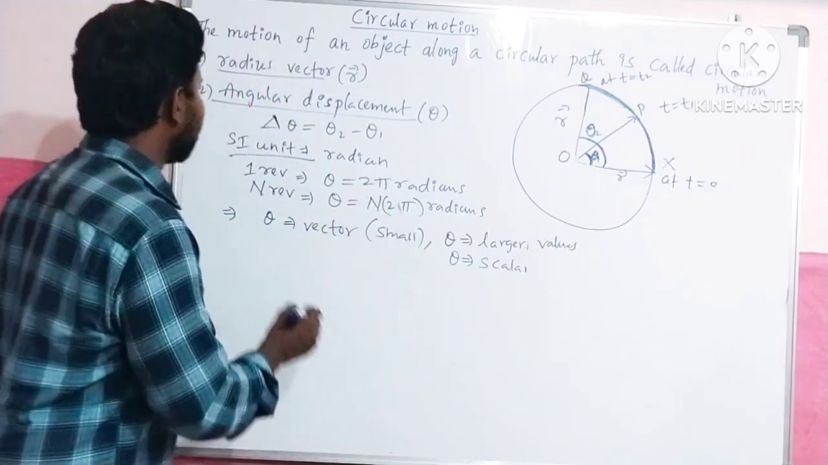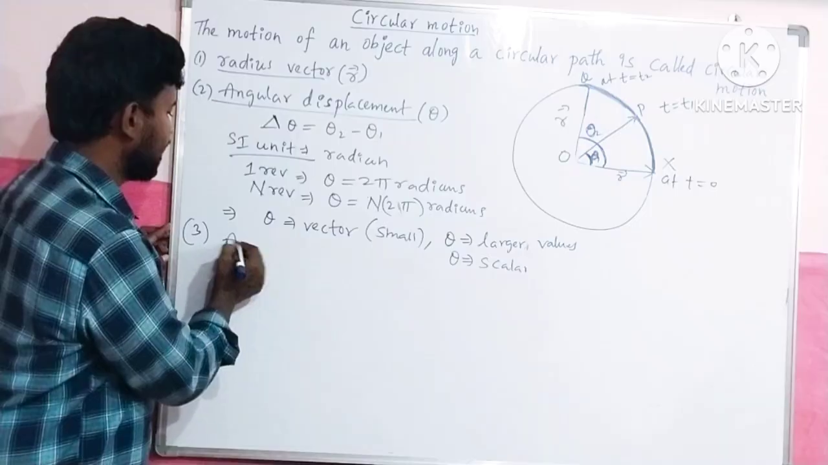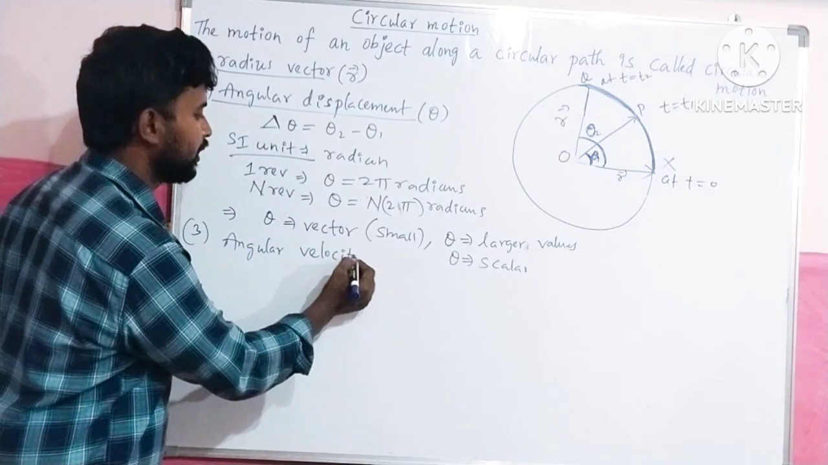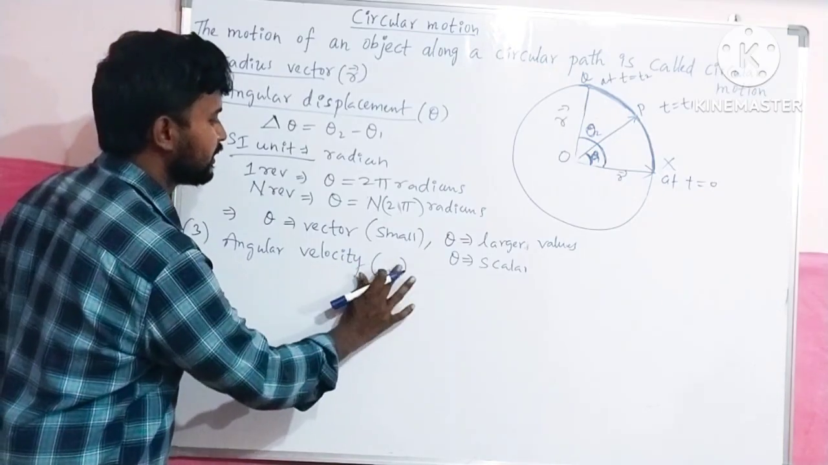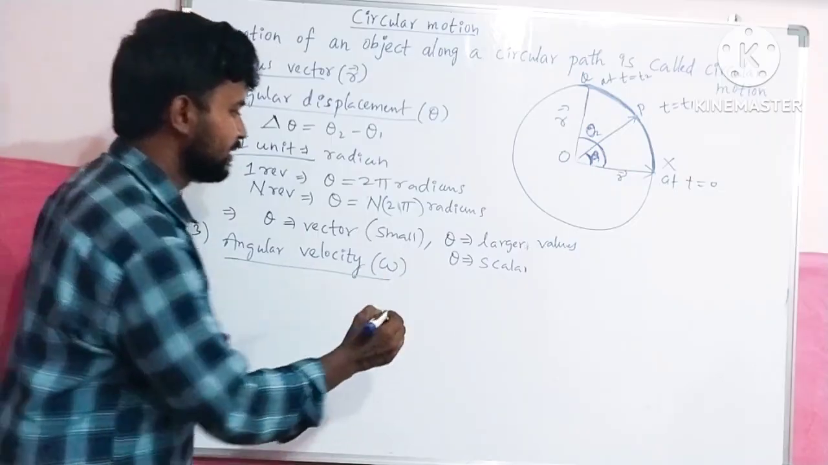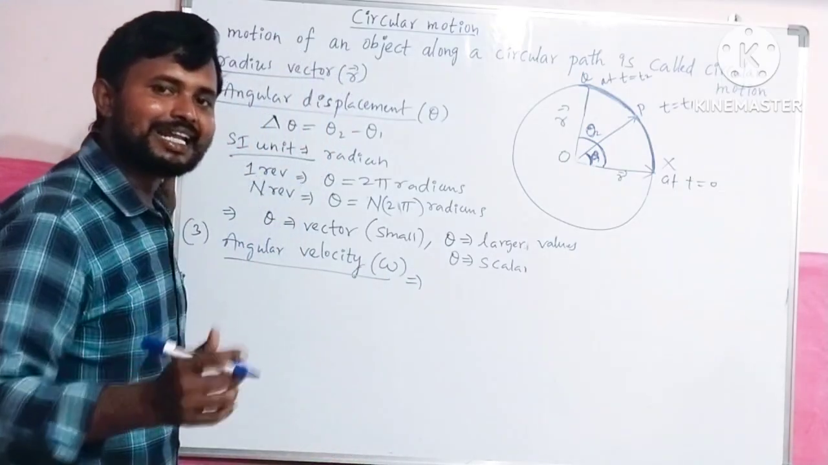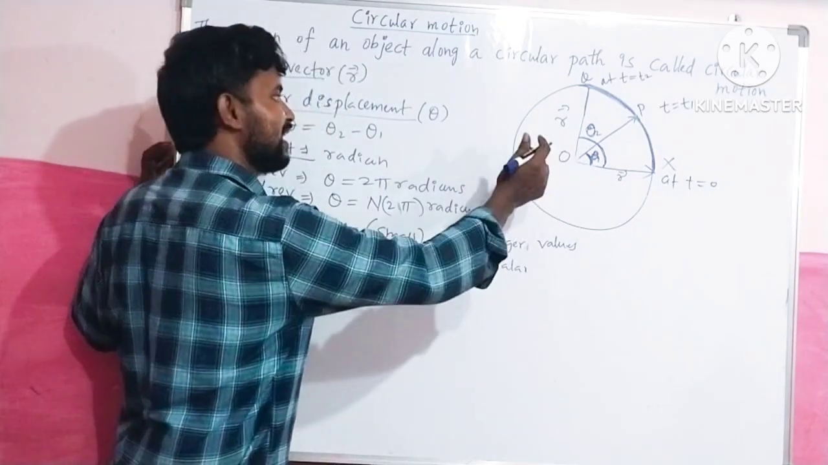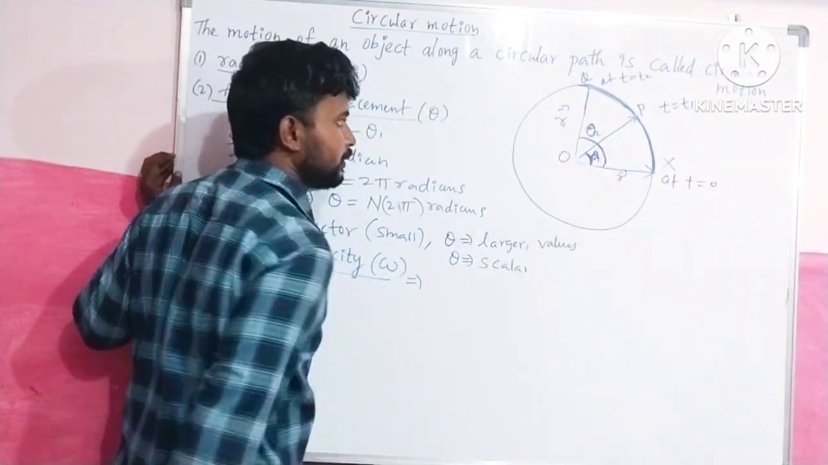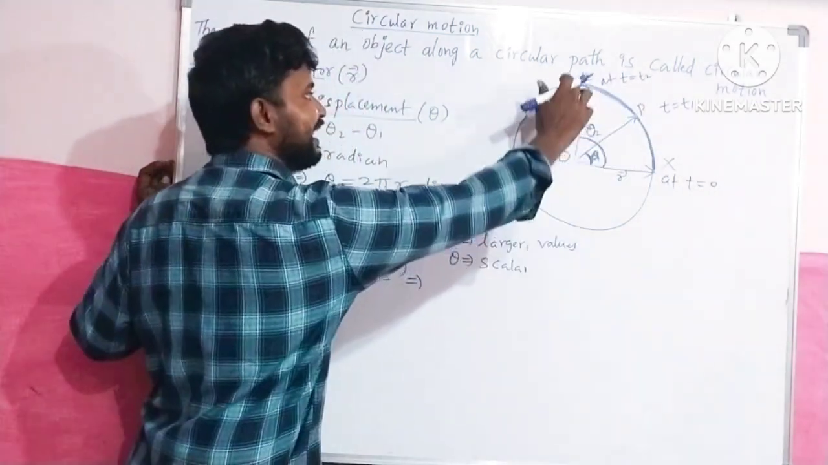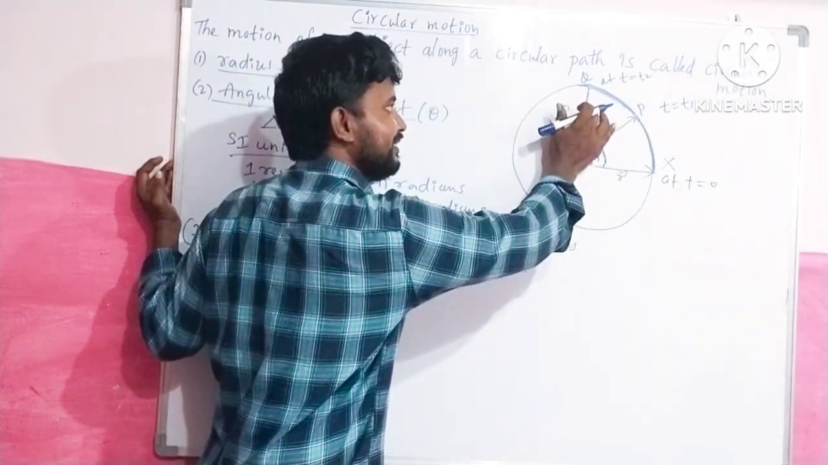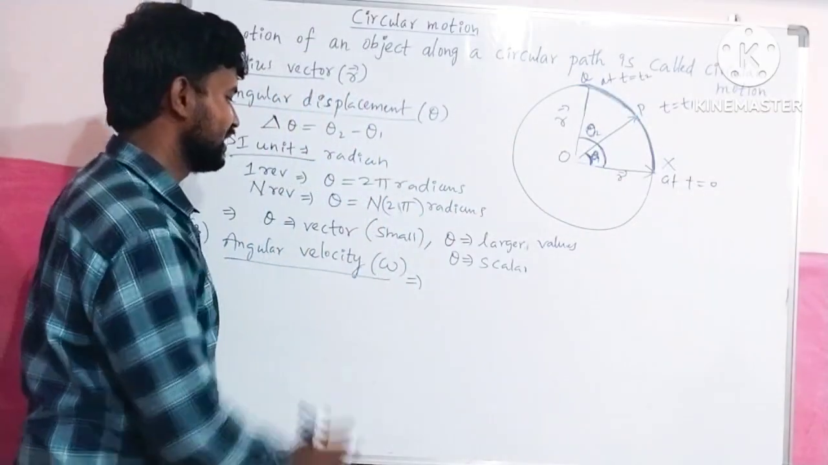Next thing is angular velocity. What does angular velocity mean? Angular velocity is denoted by the letter omega. Omega is the average angular velocity, given by the rate of change of angular displacement. At time t1 seconds, the angular displacement is theta 1. At time t2 seconds, the angular displacement is theta 2. So the rate of change of angular displacement is called angular velocity omega.